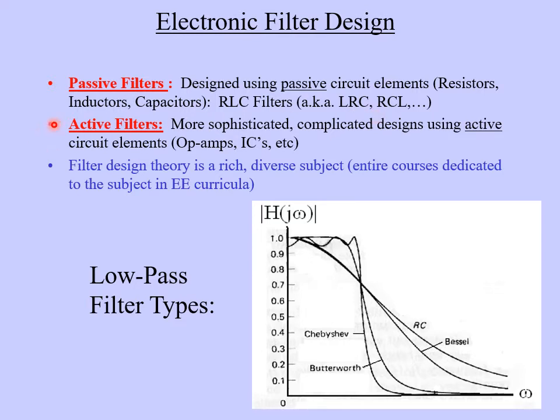The other type of filter is called an active filter, and these are more sophisticated and complicated designs that use active circuit elements such as op-amps and integrated circuits. We are going to be dealing in this course with passive filters because they're much simpler to design, analyze, and also build. In fact, this is the type of filter that you're going to build at home for the filter project. So we'll have much more to say about this as we go through this course.